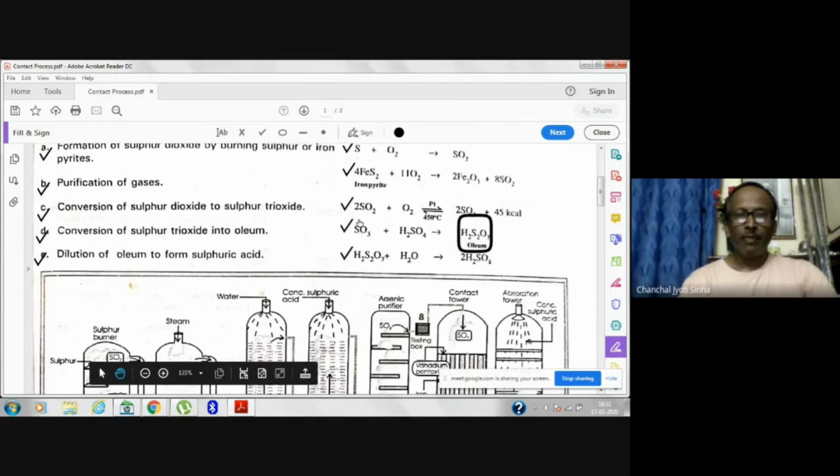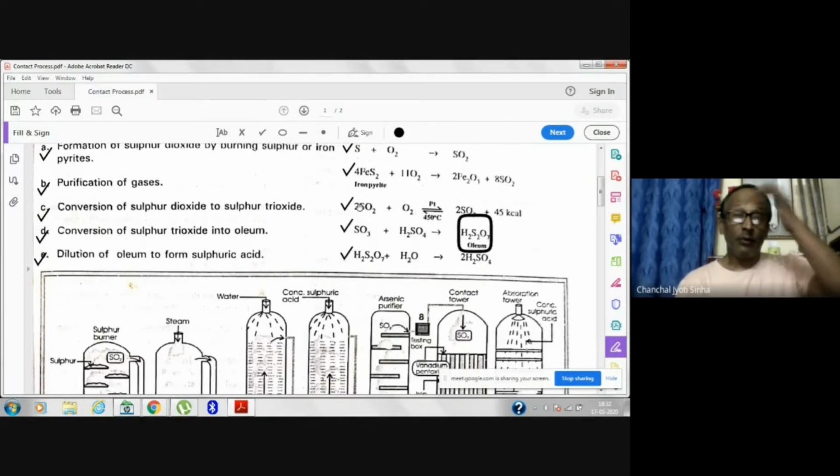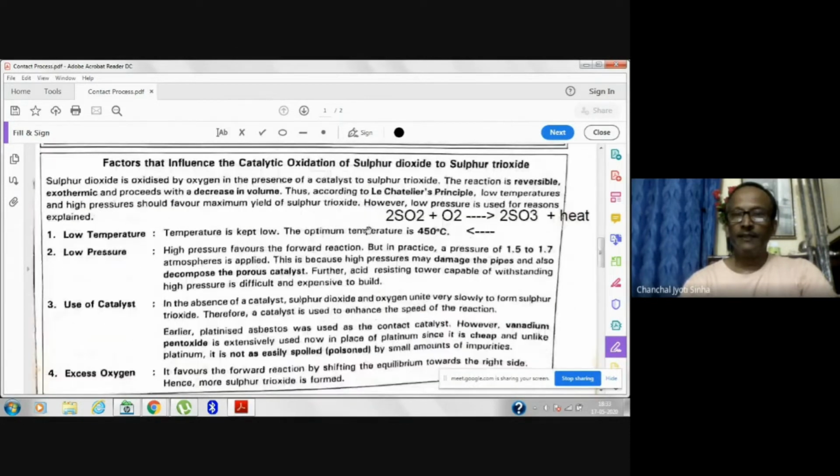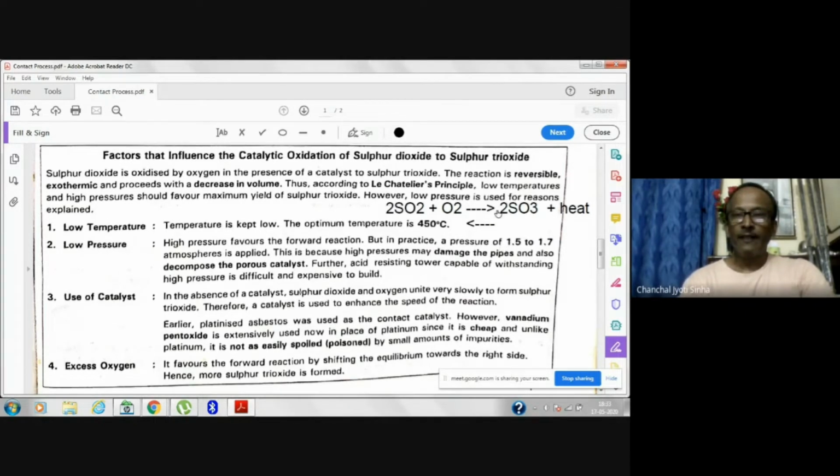Now, look at the reaction taking place in stage C. This reaction is the most important reaction of the total process. This is the reaction. Here 2 volumes of sulfur dioxide plus 1 volume of oxygen produces 2 volumes of sulfur trioxide, and it is exothermic in nature. Heat is produced and the reaction is reversible.